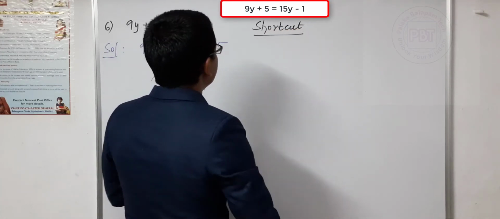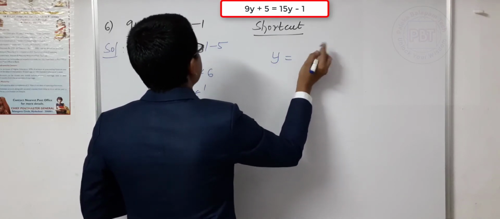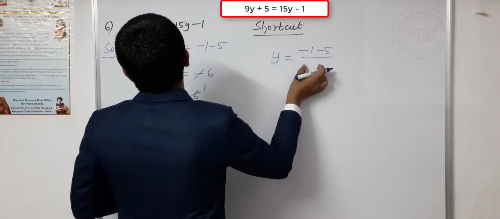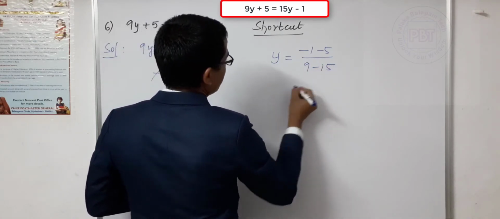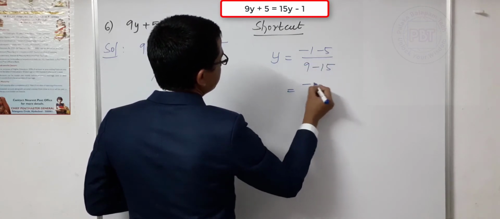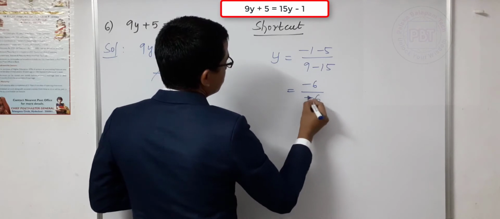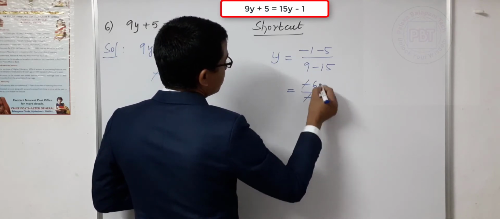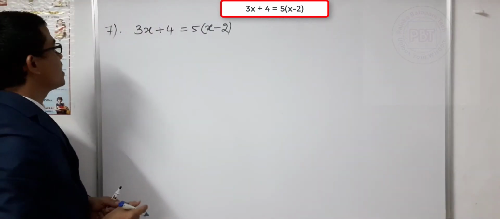See the shortcut. The variable is here y. So y equal to, in the numerator constants, minus 1 minus 5 by quotient of the variables 9 minus 15. So minus 1 minus 5 is minus 6 by 9 minus 15 is minus 6. Minus cancelled in the numerator and in the denominator. 6 ones are 6. Therefore y is 1. Okay, let us see the seventh question.